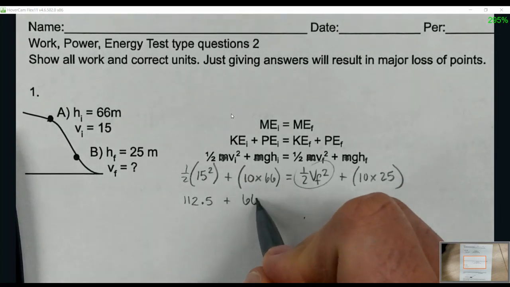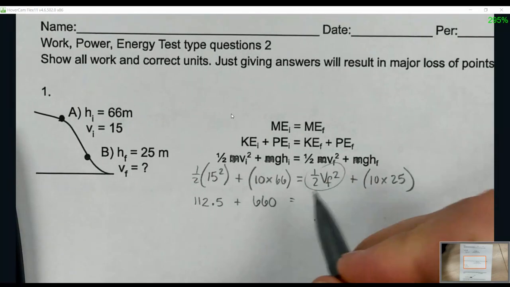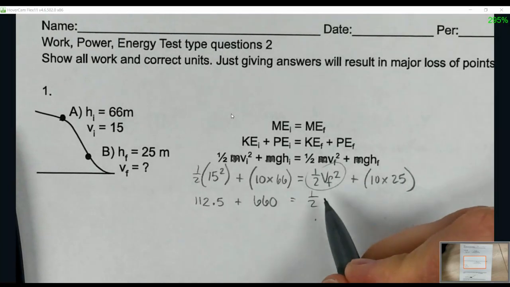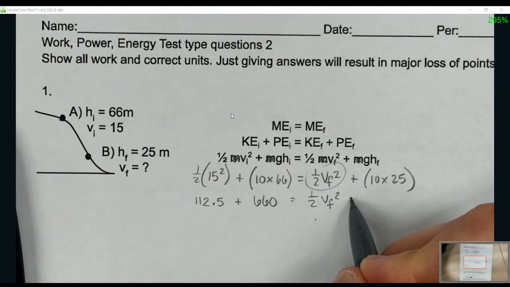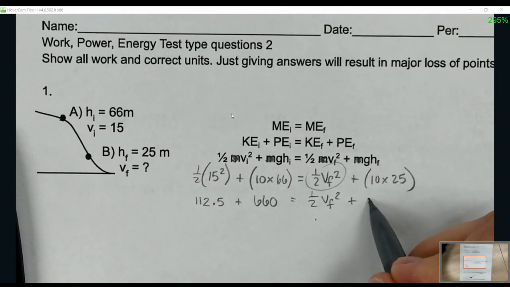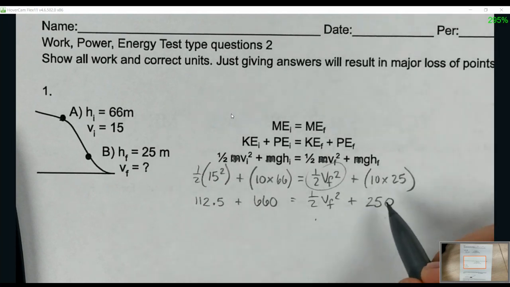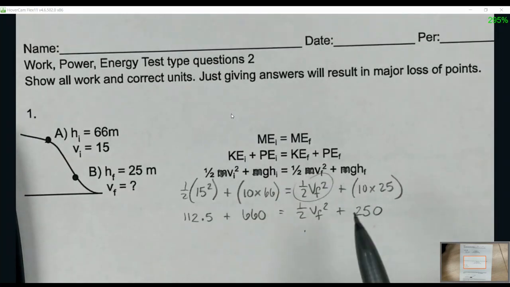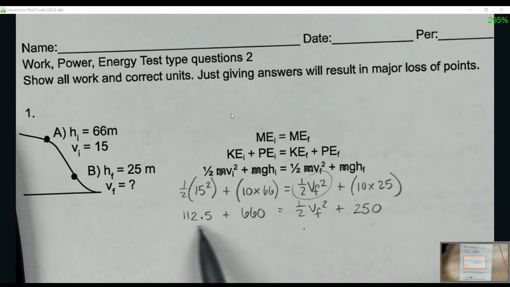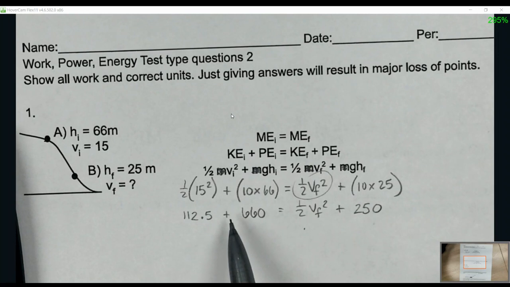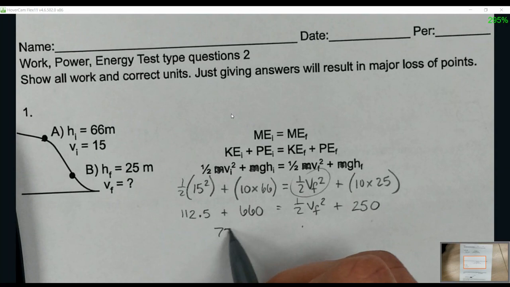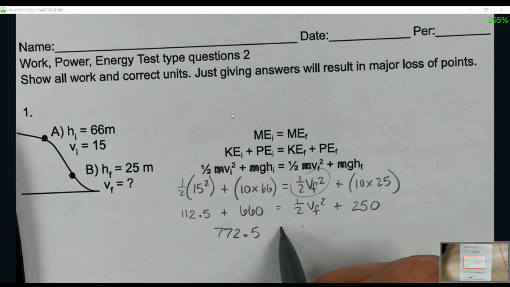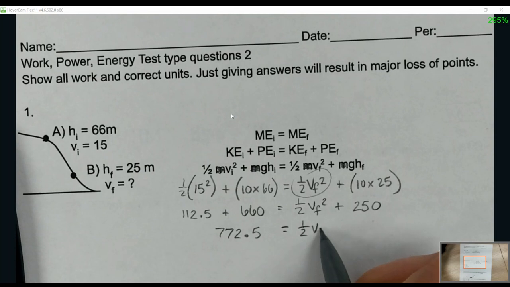You're getting 660. And then you're going to bring down the 1/2 VF squared. And then 10 times 25, 250. So let's clean this up a little bit. We want to simplify this side. So 660 plus 112.5, you get 772.5 equals your 1/2 VF squared plus 250.